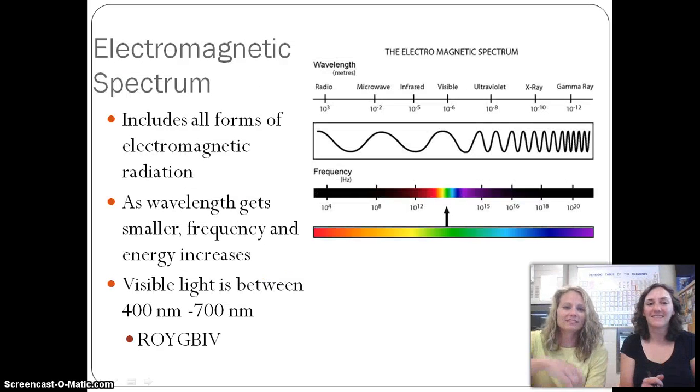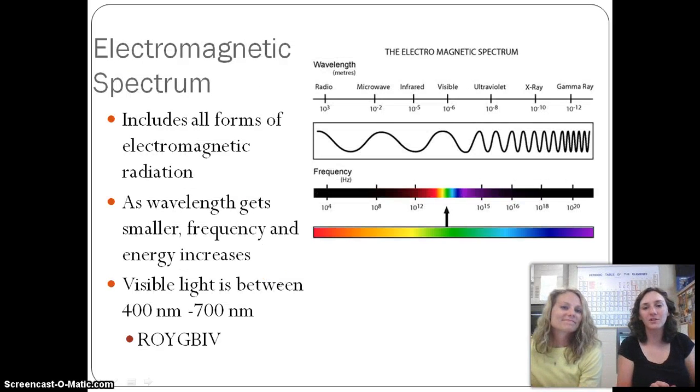All right, moving on. The electromagnetic spectrum, we already talked about this a little bit, but it includes all forms of electromagnetic radiation. As wavelengths get smaller, frequency and the energy increase. So we already know that wavelength and frequency are inversely proportional. Well, it turns out wavelength and energy are also inversely proportional. So as they get smaller, the energy goes up.